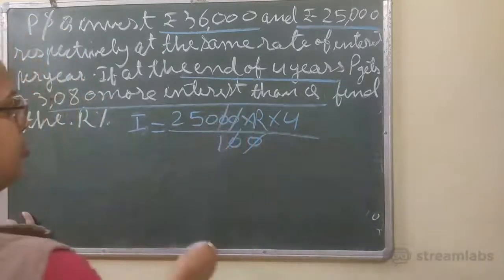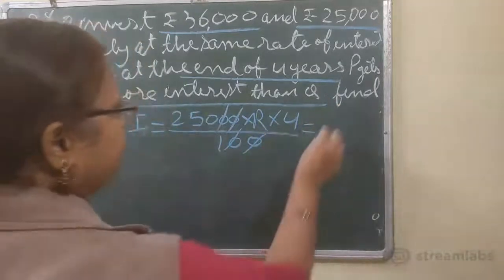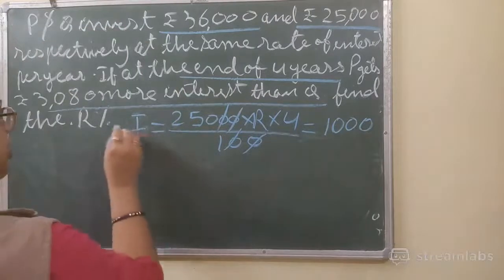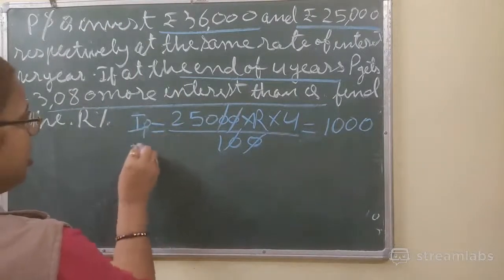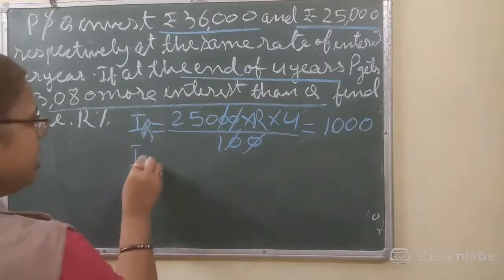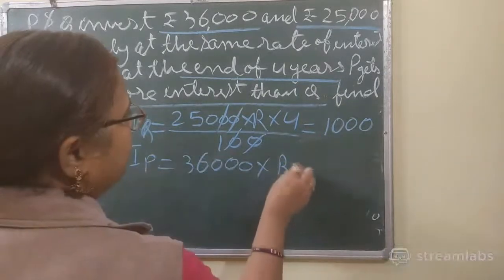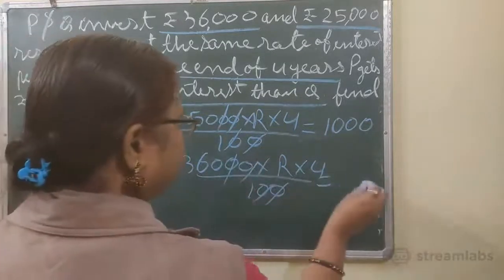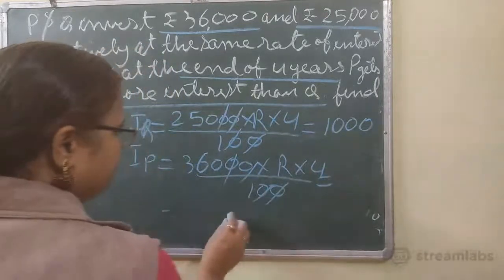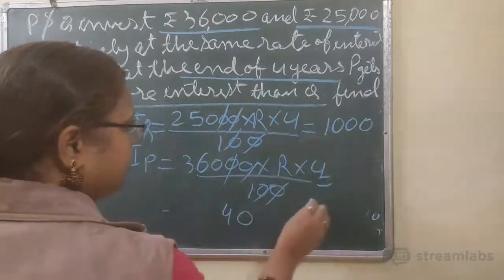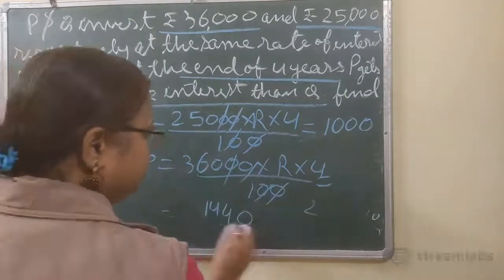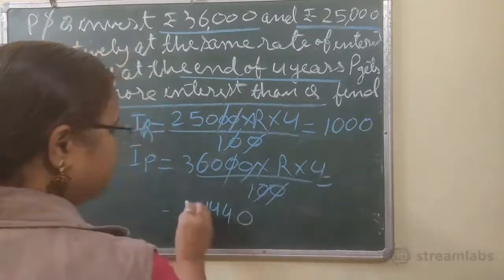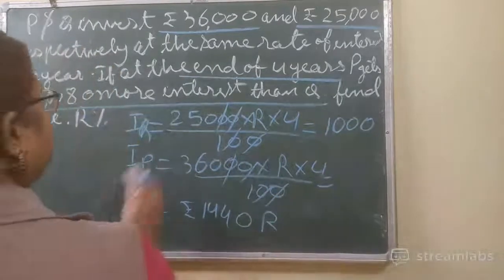So this and this cancel. What is it? What we have? And then one more 0. Okay. So this is for P. I, P. Now I, this is for Q. Yes. And then R into T by 100. So this and this cancel. When you multiply, what you will get here? 400. Then 1 rupees 144 R. Now what is given here?